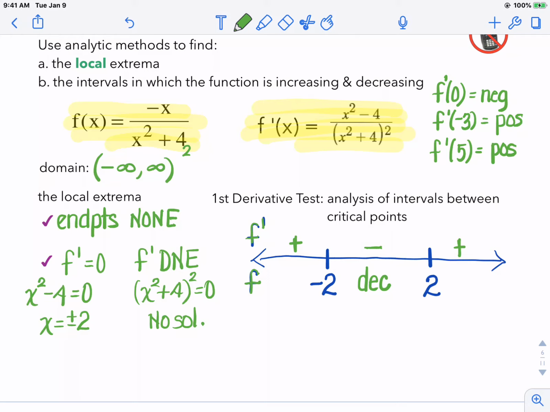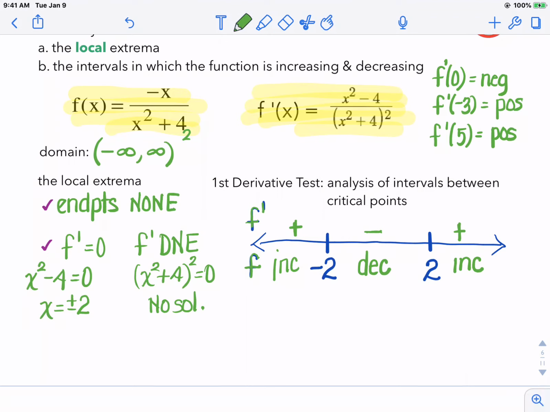So if my derivative is positive, that means that the function itself is increasing on that interval and on this interval. This information will tell us the answers to both A and B. So my local extrema, I happen to know the function increases until negative 2 and decreases afterwards. So that means that at negative 2, negative 2 itself isn't our maximum or minimum, but it occurs at negative 2, we have a local max.